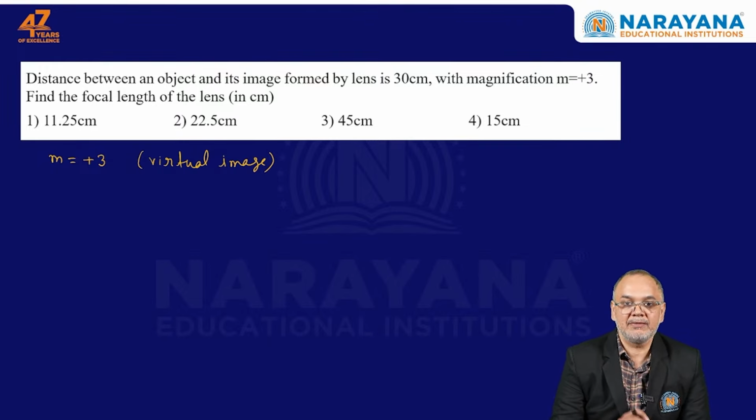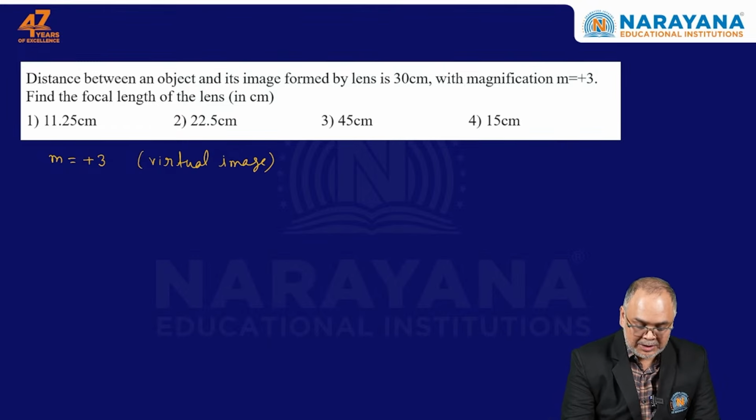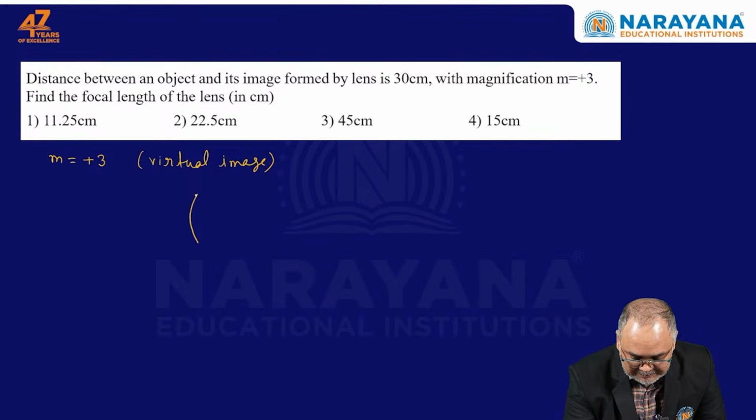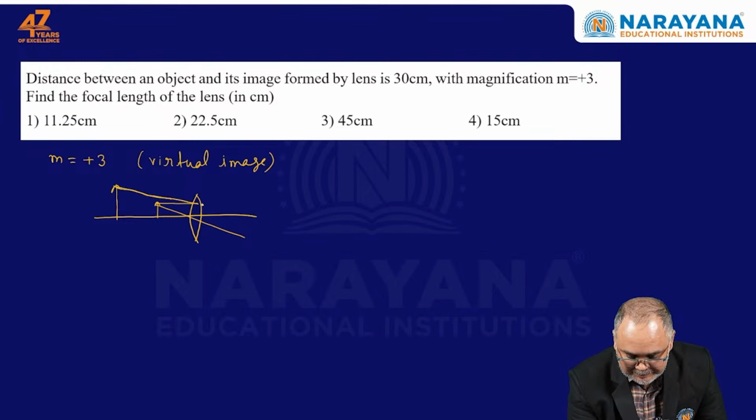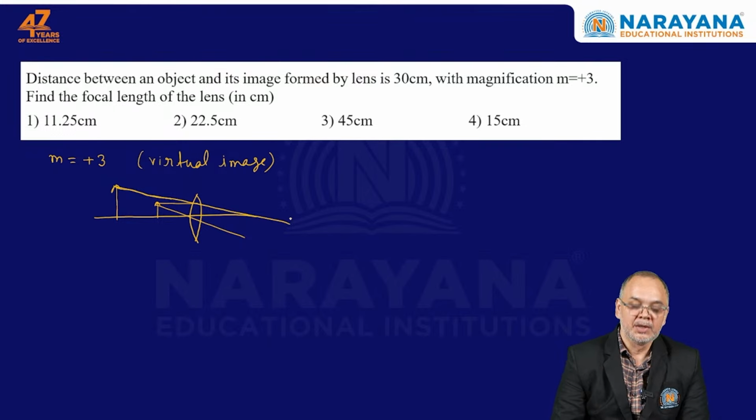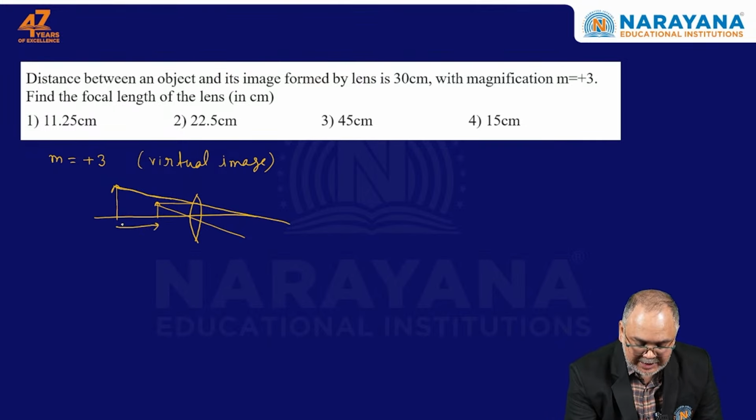It means the given lens is a convex lens, or you can say a converging lens. Because in case of a diverging lens, the magnification will be less than 1. So here magnification is given more than 1, so we can say it is a converging lens. So here, if you think about this, an object is kept over here. So corresponding to that, the image will form somewhere here like this one.